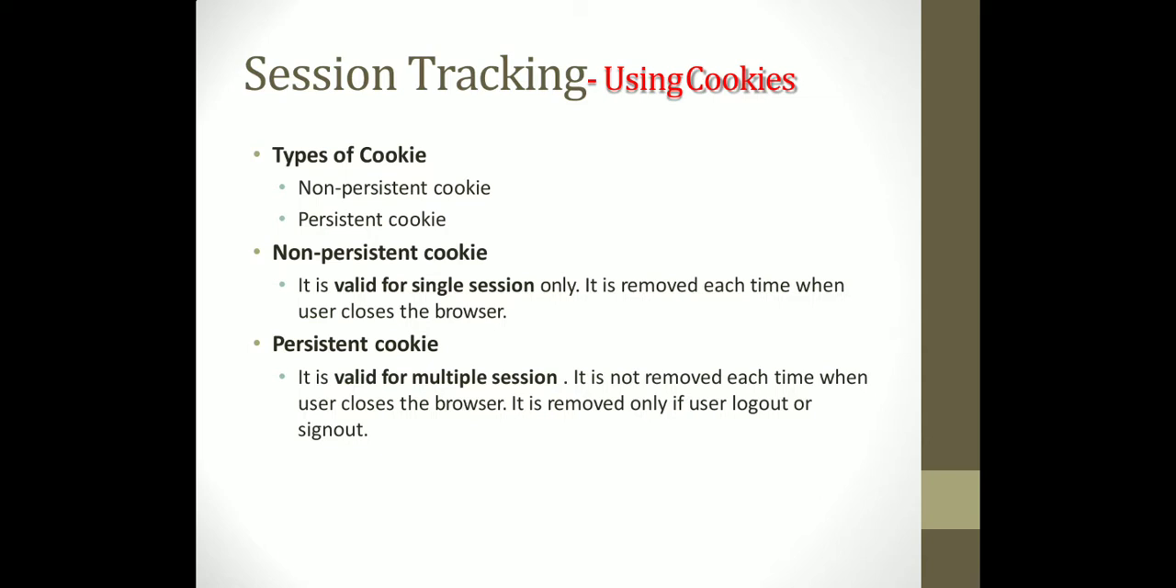Then we have seen the types of cookies, which are non-persistent and persistent cookies. A non-persistent cookie is valid for a single session only. As the session is completed, it will be destroyed automatically. A persistent cookie is valid for multiple sessions, and it is not removed each time, but it can be removed only if the user logs out or signs out. So these are the types of cookies that we have seen.